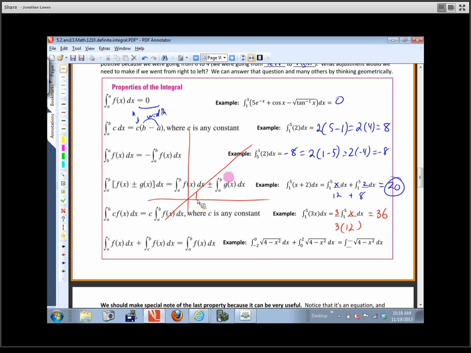Here's what we did before. We found the area between 1 and 5. So we did this. We added those up. And that area happened to be 12 on that trapezoid.